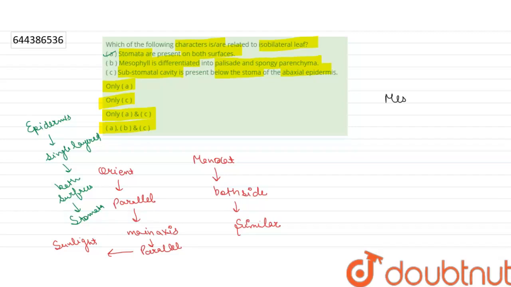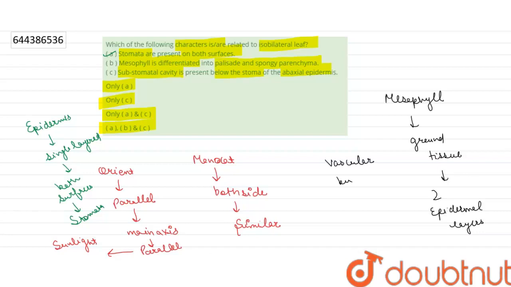Now students, mesophyll is the ground tissue that is present between the two epidermal layers. Now students, vascular bundles are of two types, that is small bundle and large bundle. Small bundles are more abundant than the large bundles.